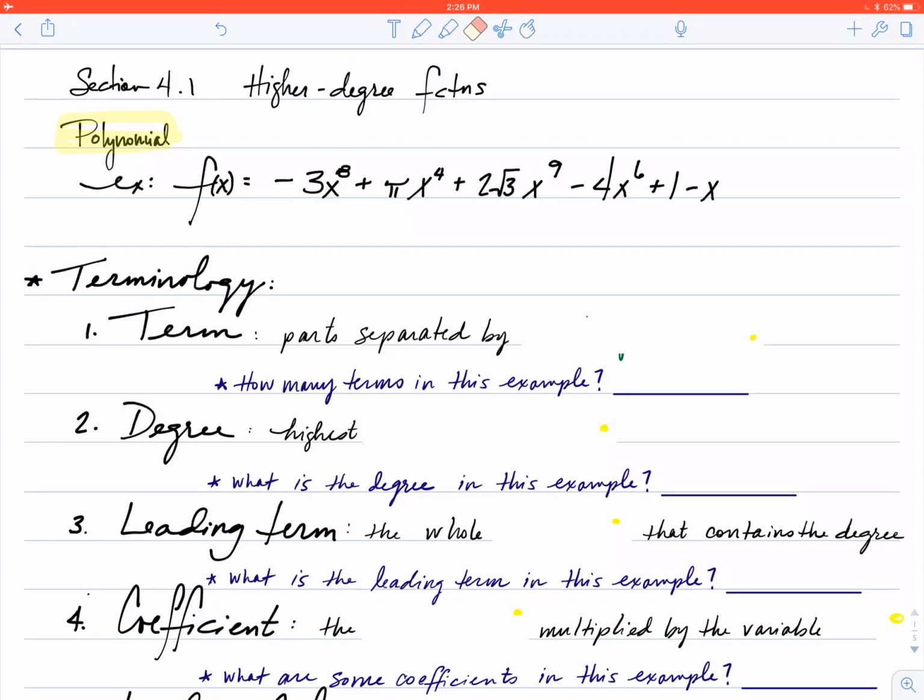Hey folks, so this is the first of a series of 3 videos from section 4.1. We're dealing here with polynomials. A polynomial is a function that has a higher degree. We'll talk about what higher degree means here in just a moment. First of all, we're going to deal with some terminology.